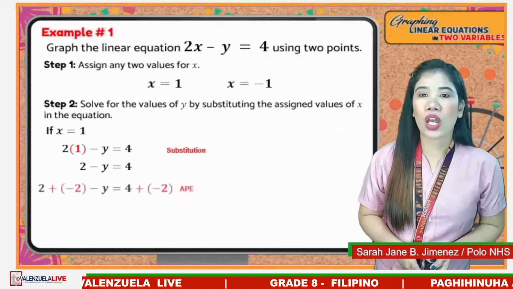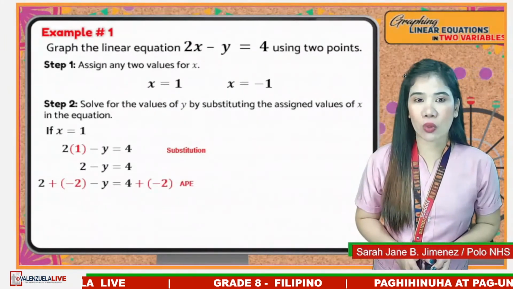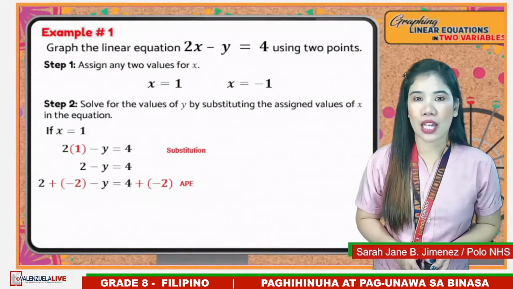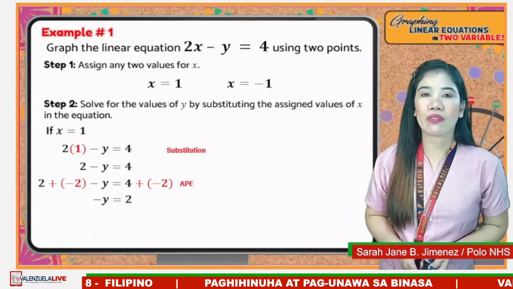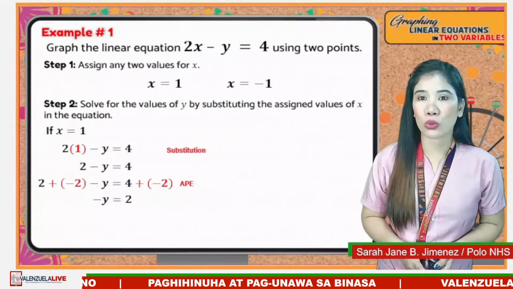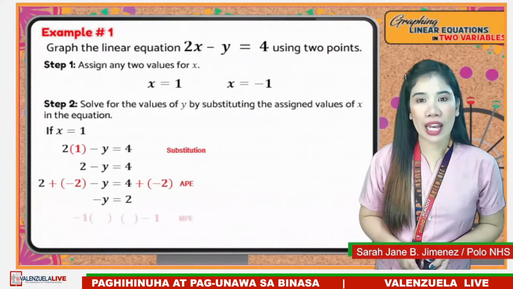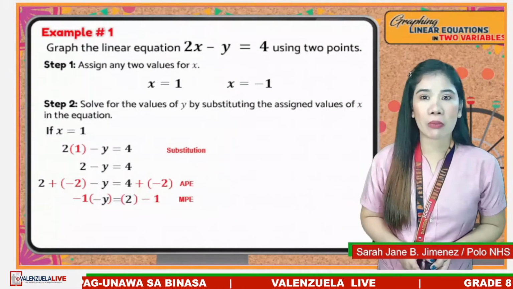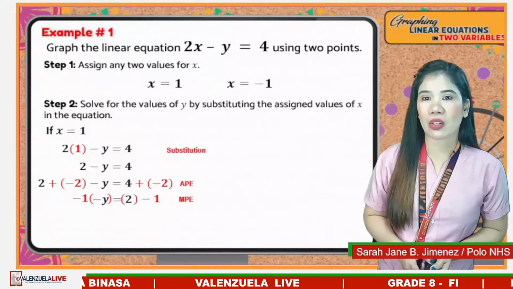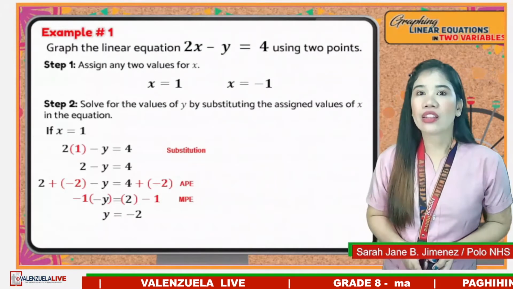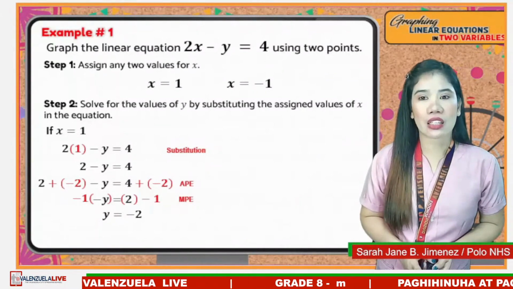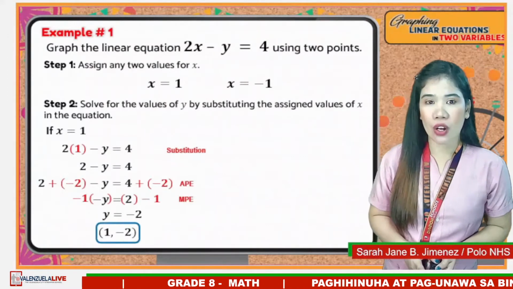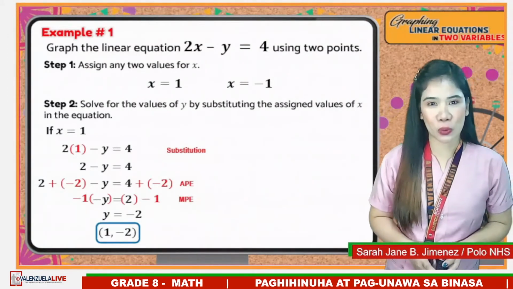To eliminate 2 in the left side, we use the APE by adding negative 2 in both sides. Thus, we have negative y is equal to 2. To make negative y be positive, we can use the MPE by multiplying both sides by negative 1. Therefore, the value of y is negative 2. Our first point has coordinates of 1, negative 2.